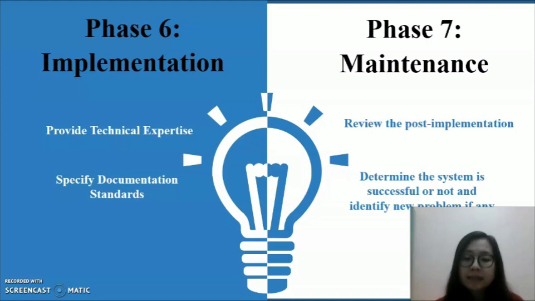Since the financial system must periodically be audited, it must be adequately documented. Then the auditor should actively encourage adherence to effective documentation standards. The last phase is maintenance. The auditor can review the post-implementation to measure the success of the system and of the process after the dust has settled. This is to determine whether the system is successful or not, identify new problems, if any, after the installation, and continue to analyze and fix them.